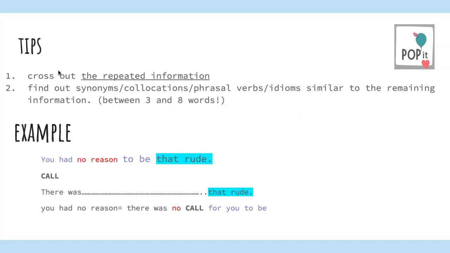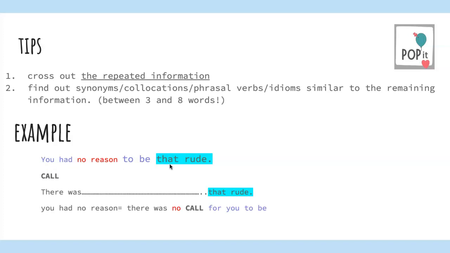So tips. The first one and most important, you have to cross out the repeated information in both. As you know, they give you a sentence and then in capitals you're going to see a word. The purpose of the exercise is to paraphrase the information you have in the first sentence in the second sentence using this word, and the blank must be filled with no more than 8 and not less than 3 words. Okay, in these examples you can see how I did it.